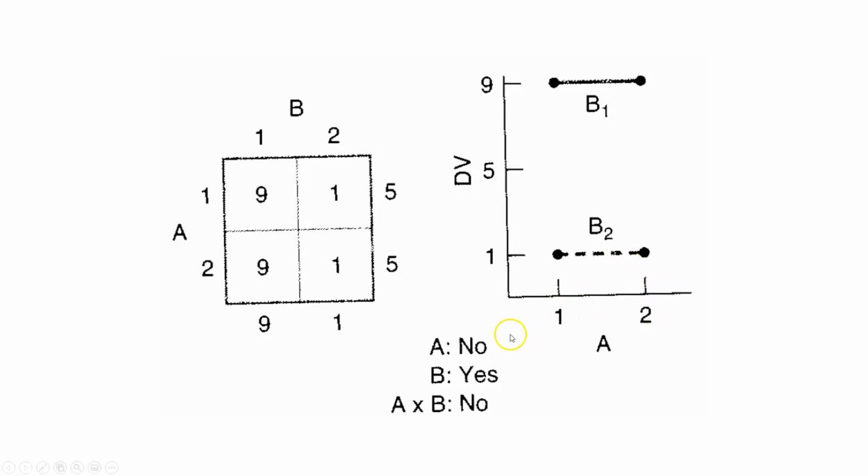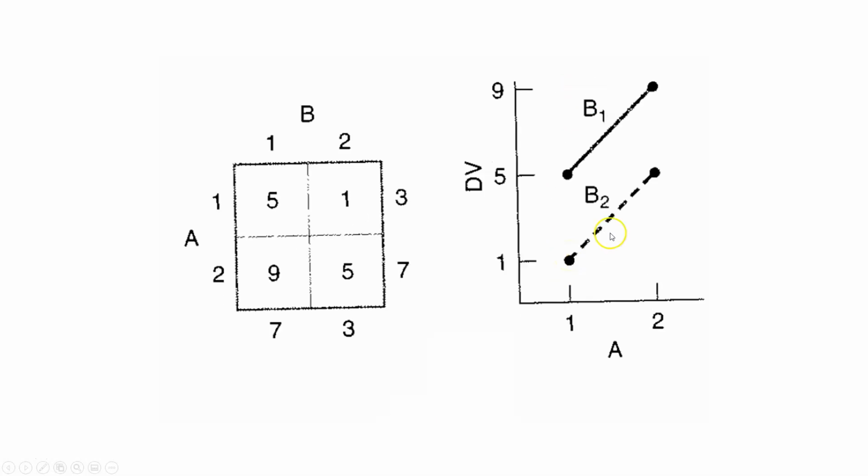Hopefully you saw that there was no main effect of A because these two marginal means right here are the same. There is a main effect of B because those two means right there are different. And there's not an interaction between the two factors because these lines right here are parallel.